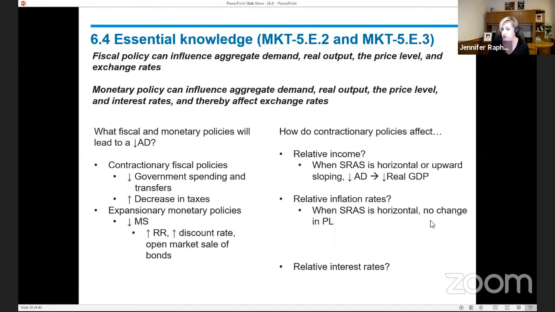Now, what about inflation rates? Well, when the short-run aggregate supply curve is horizontal, there's no change in the price level when aggregate demand goes down. But if aggregate supply is upward sloping or vertical, then a decrease in aggregate demand will lead to a decrease in the price level. And the same answer is true for interest rates. Contractionary monetary policy would put upward pressure on interest rates, and contractionary fiscal policy would put downward pressure on interest rates.